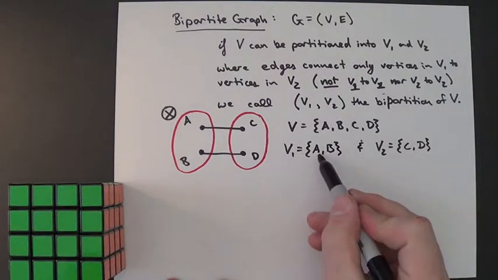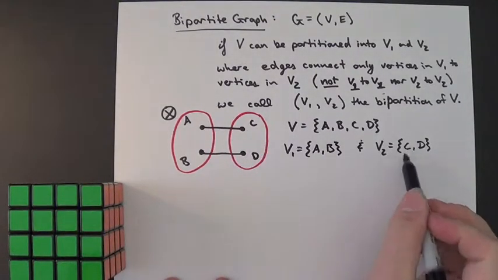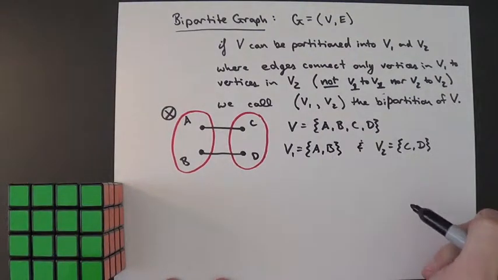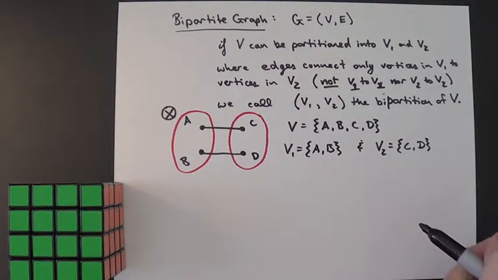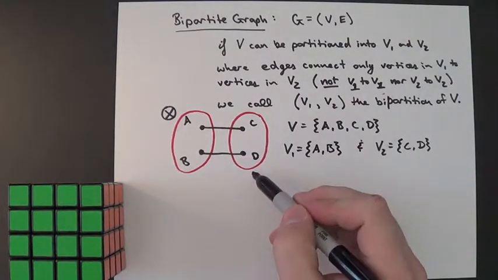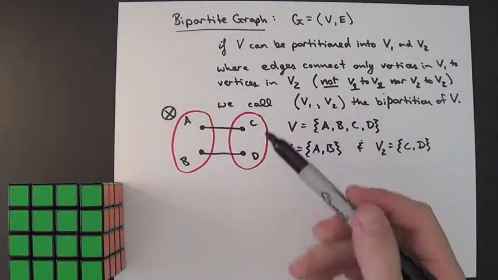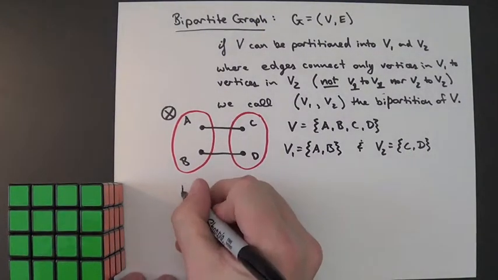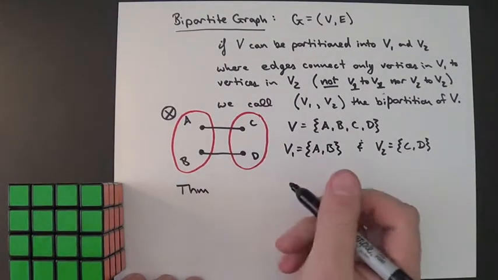And here A connects to C, something in V2, B in V1 connects to D, something in V2. There could be much more complicated graphs, of course, that are bipartite, but it's always good to have a simple example in your head when you're reading things about these bipartite graphs.